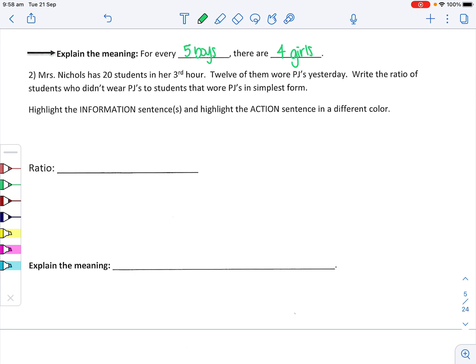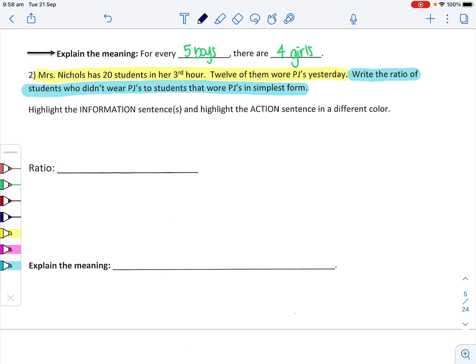Number 2 says Mrs. Nichols has 20 students in her third hour. 12 of them wore PJs yesterday. That is all information. Mrs. Nichols has 20 students and 12 of them wore PJs yesterday. My action sentence is write the ratio of students who didn't wear PJs to students that wore PJs in simplest form. So I've highlighted my information in my action sentence.